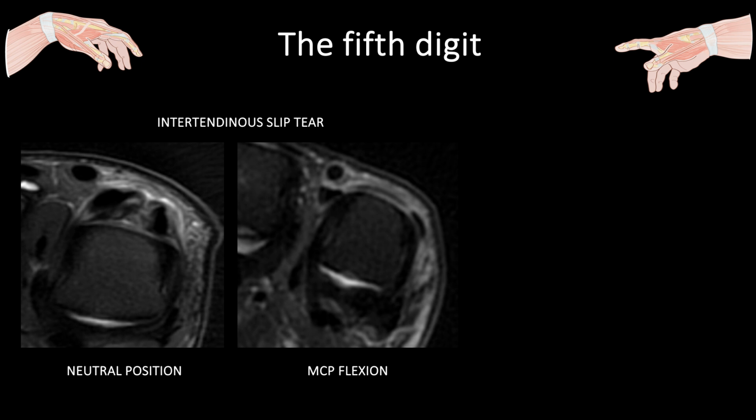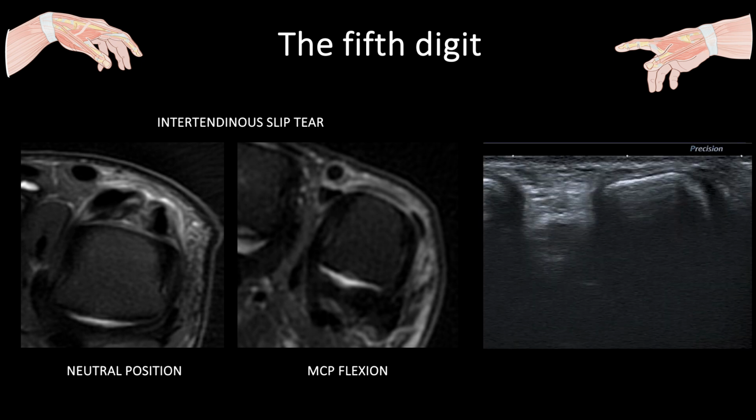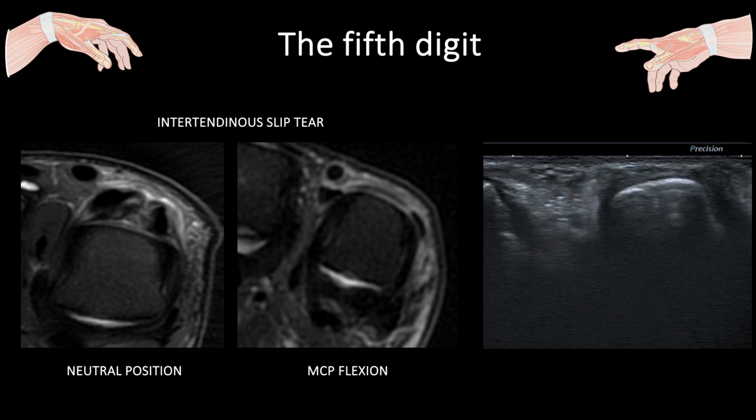In the case of the fifth ray injury, the intertendinous band may rupture, potentially causing, as shown here, dislocation of the extensor tendons on either side of the fifth metacarpal head. This finding clearly indicates tendon instability.